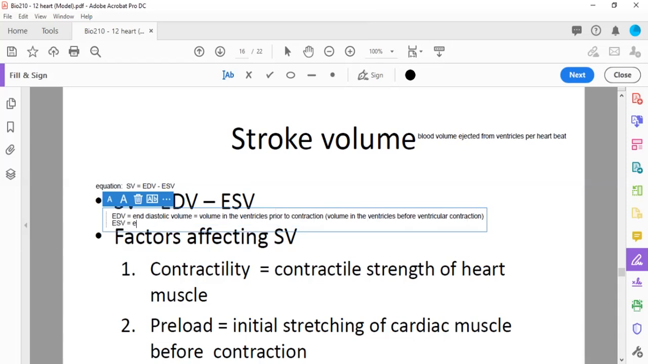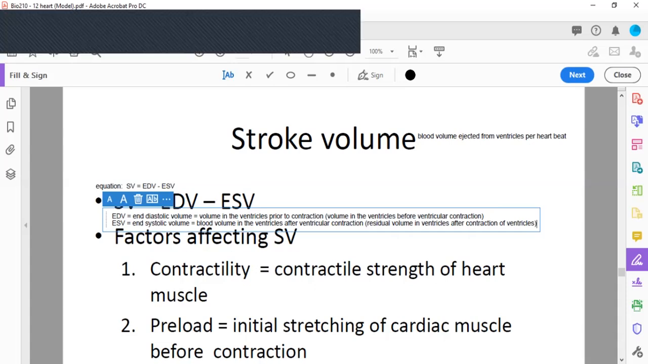ESV represents end systolic volume, which is defined as the blood volume in the ventricles after ventricular contraction. So what that means is the ESV represents what's called the residual volume in the ventricle after contraction of the ventricles.